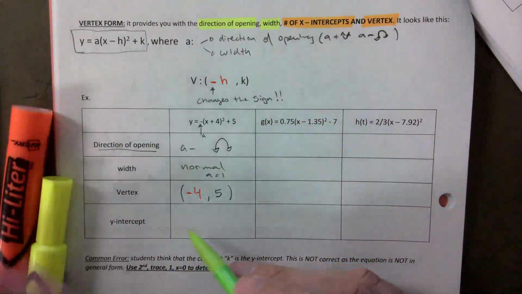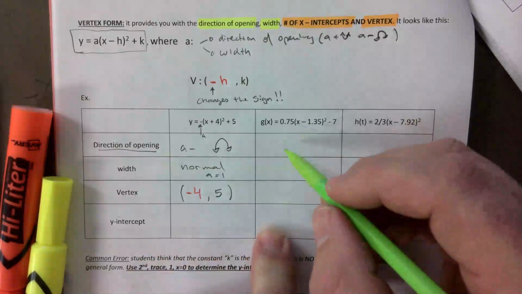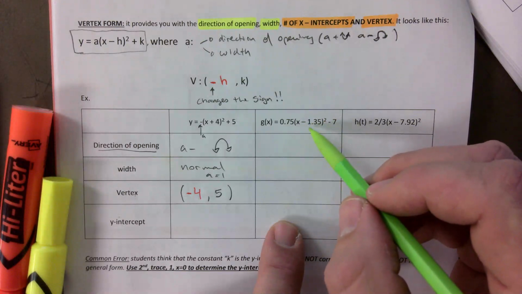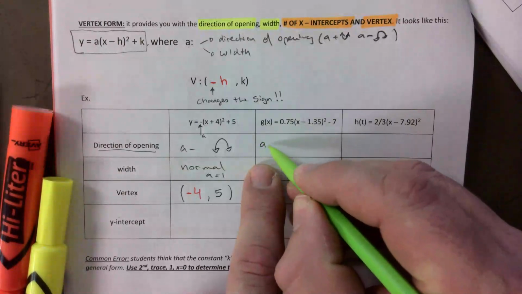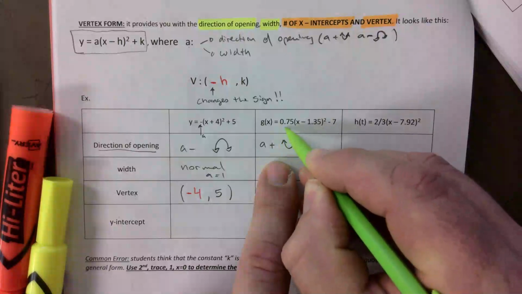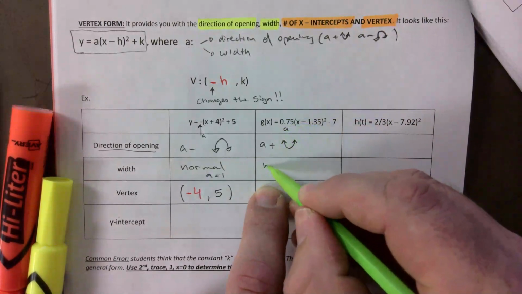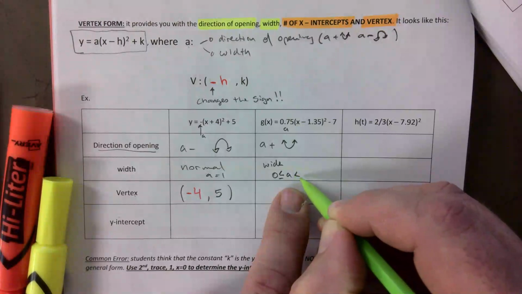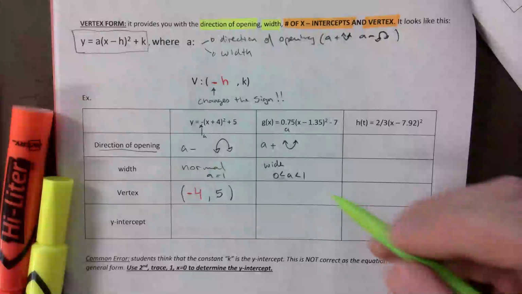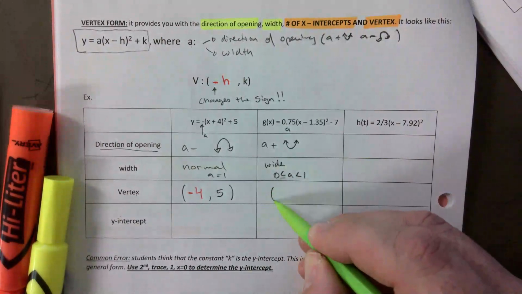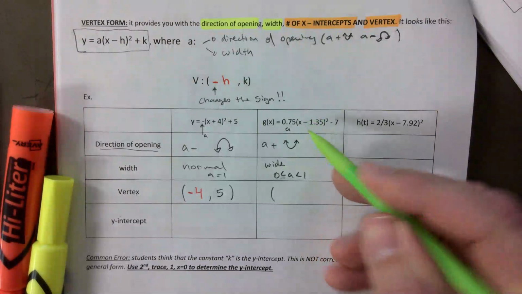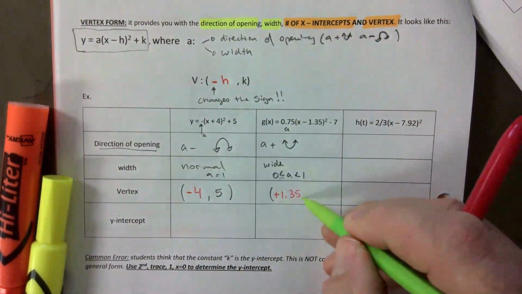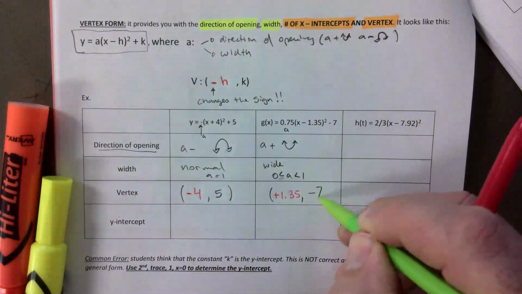We're going to do the y-intercept in a bit. Okay? Let's go to this one. Is this in general form? Nope. How do I know? There are brackets. So this is going to be pointing up because A is right there. This is going to be wide because A is between 0 and 1. Sorry, there should be no equal signs. It's between 0 and 1. What is the coordinate of the vertex here? If this is negative, it will turn into positive 1.35. And the negative 7 out here just goes with you.